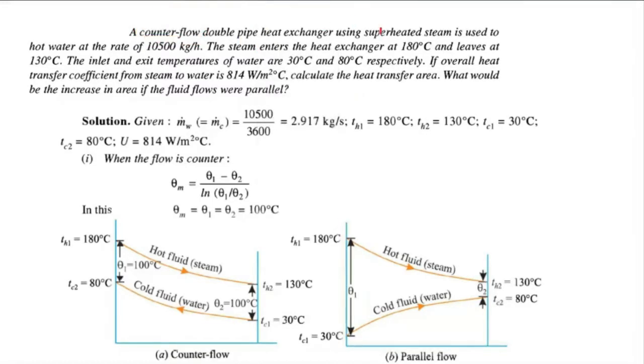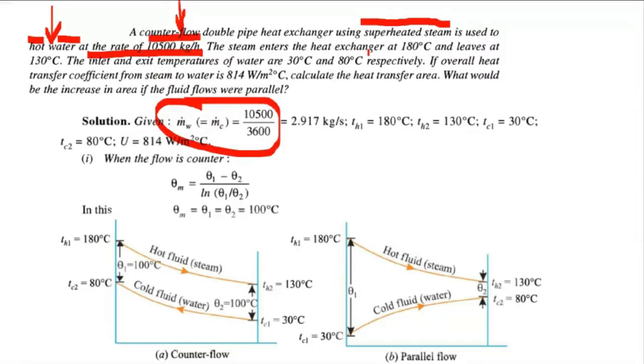Now for this counter flow heat exchanger, one of the fluids is superheated steam. It is used to heat water. This is not hot water. This is heat water. So steam is used to heat water. So what is the hot fluid for us? Water or steam? Steam. Steam is the hot fluid and water is the cold fluid at a rate of 10500 kg per hour.